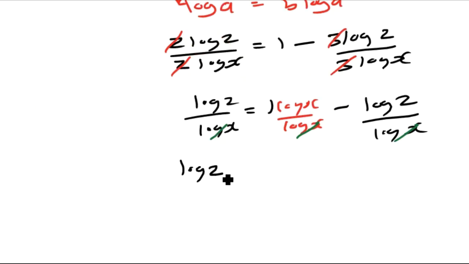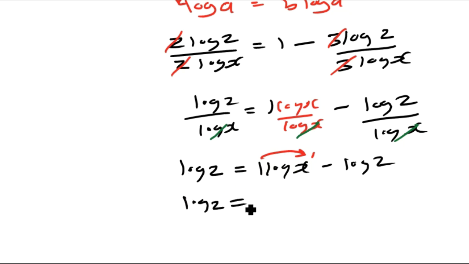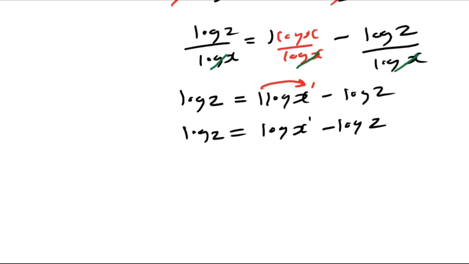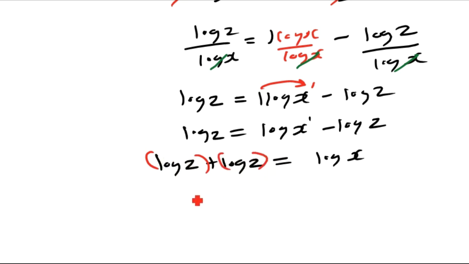On the left hand side of the equation, we remain with log 2 equals 1 log x, then minus log 2. At this point, 1, the coefficient, becomes the power. So we will now have log 2 equals log x raised to power 1 minus log 2. So we collect the like terms, the known on their own and the unknown on the other side of the equation. Here we'll have negative log 2 coming this side. We'll have log 2 plus log 2 equals log x raised to power 1, which is just log x. So here you have log 2 plus log 2, which means you'll have 2 log 2 equals log x.